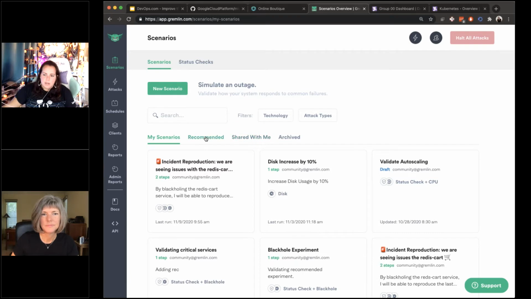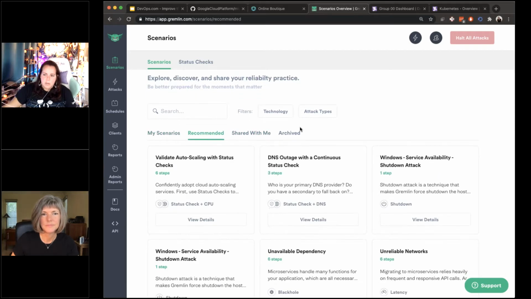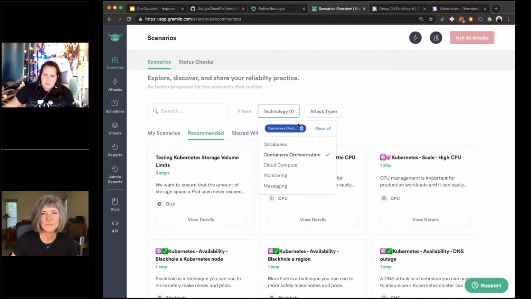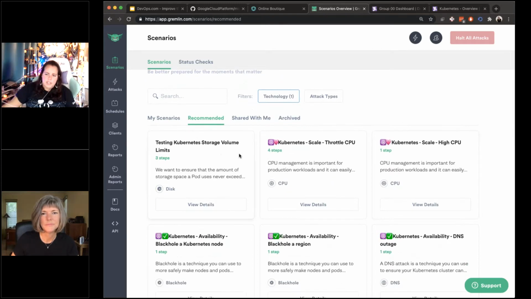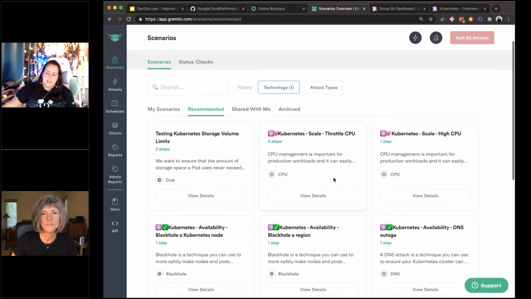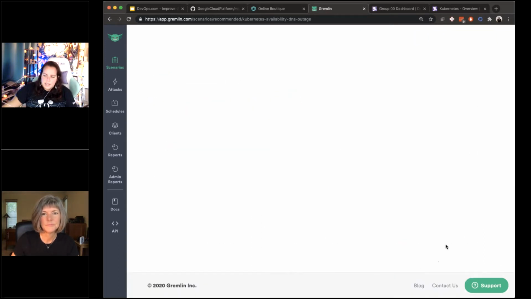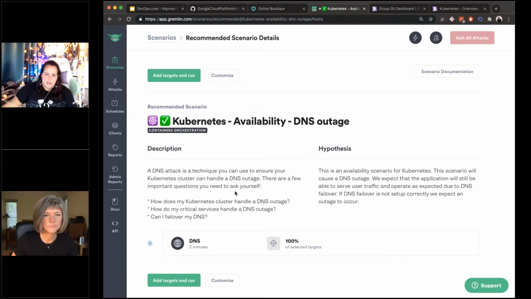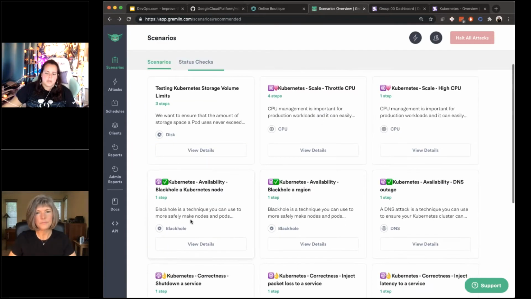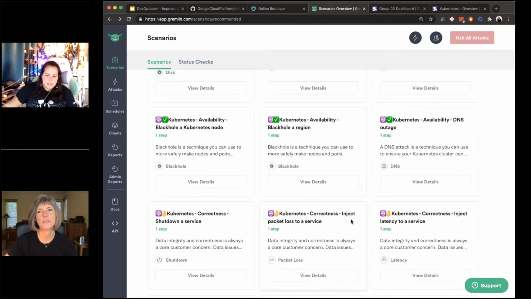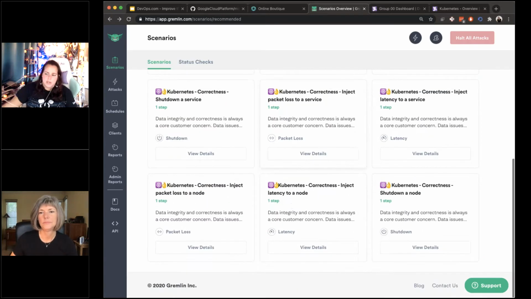We have recommended scenarios, and within recommended scenarios we are also able to narrow down to just containerized environments, and we see that we have a whole bunch for Kubernetes. Over here, it could be a DNS attack that allows you to make sure that you can handle a DNS outage. It can be something as simple as black holing a region or shutting down a service. So there is a large library to get started with Gremlin and Kubernetes.